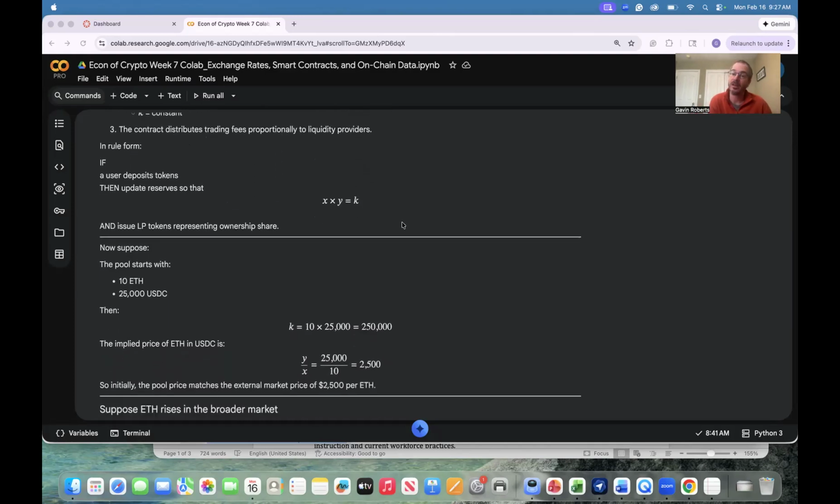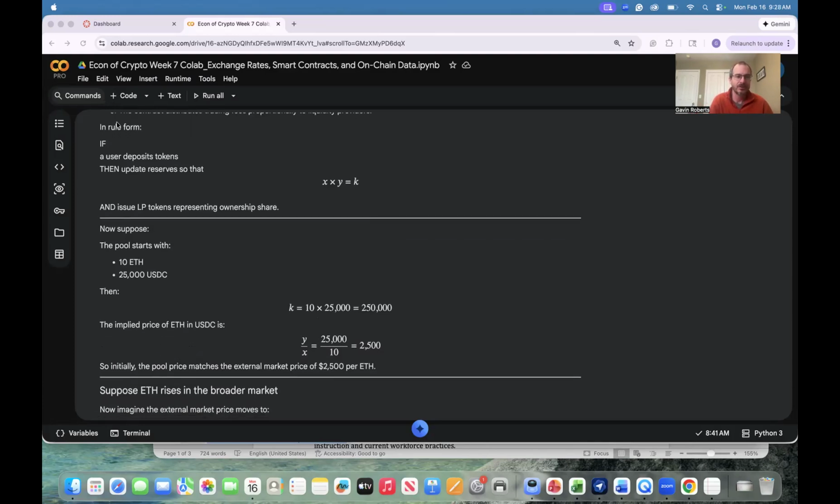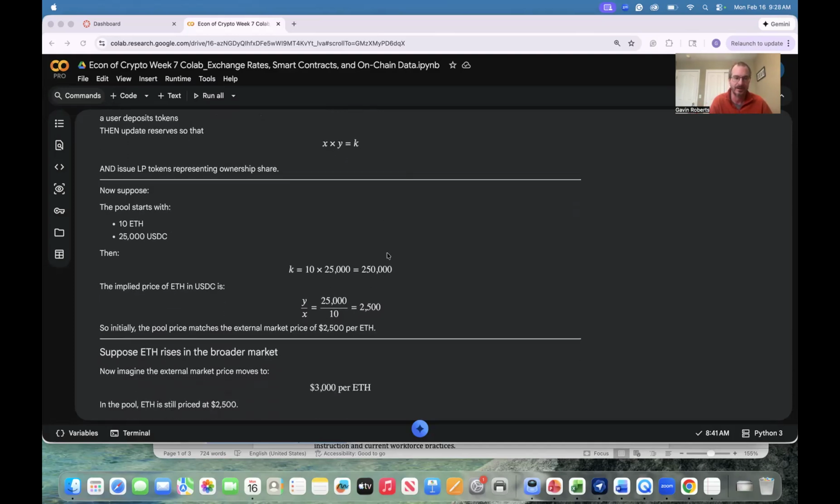The contract will also have rules in it that distribute fees proportionally, meaning if you put more money into this pool, you're going to get higher fees. Now, there are definitely risks associated with being in this pool. In rule form: if a user deposits tokens, then update reserves so that x times y equals k, and issue liquidity provider tokens representing an ownership share. So if I put money into this pool to be a liquidity provider, I will receive a token, which basically acts as a receipt that says Gavin put this much money in the pool.